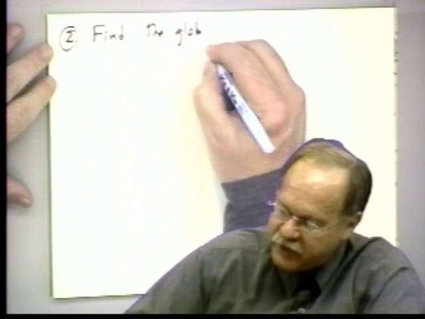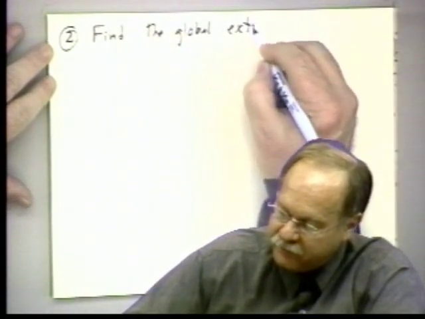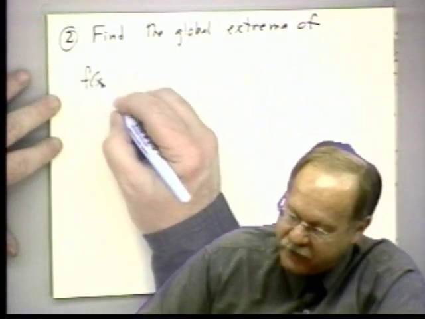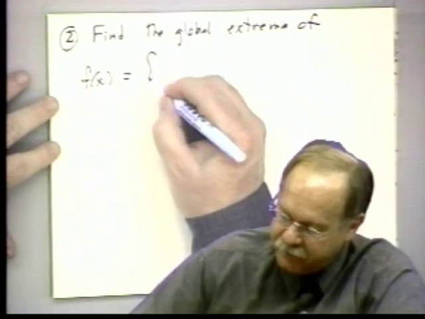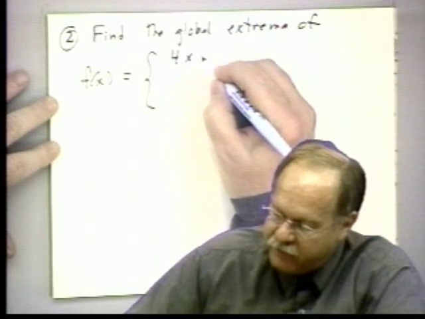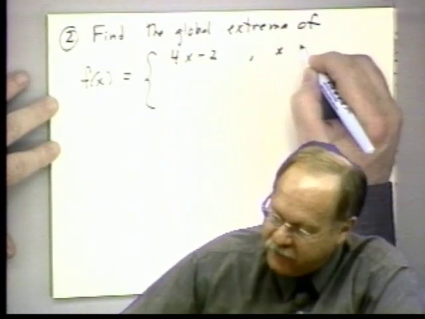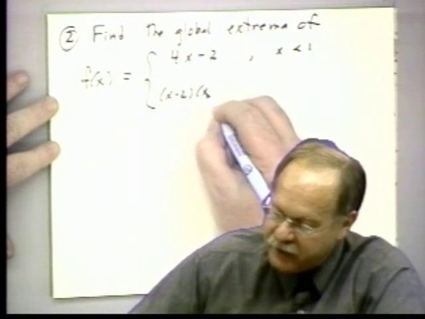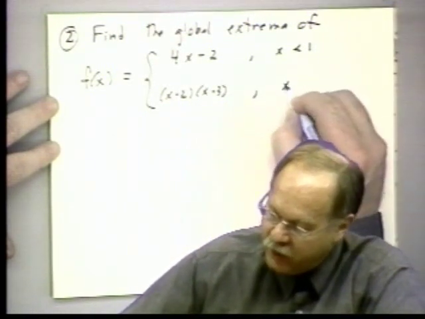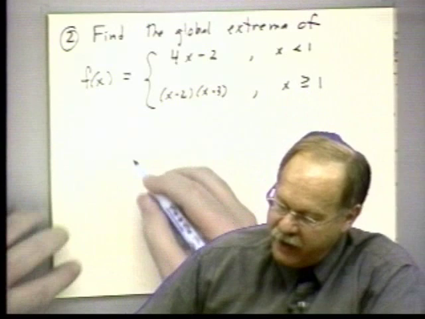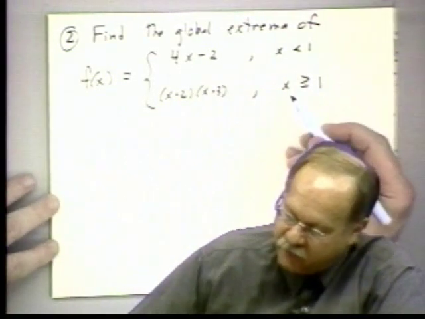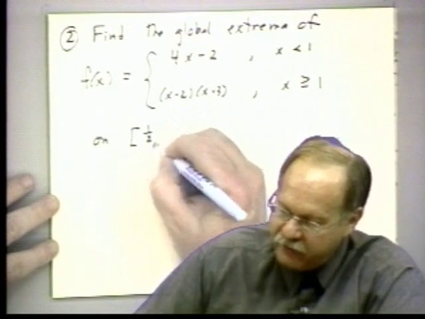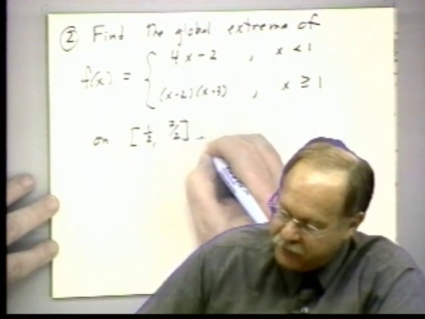Find the global extrema of the following. Now this is a little unusual because this is a piecewise defined function. Let's make it 4x minus 2 whenever x is less than 1, and x minus 2 times x minus 3 whenever x is greater than or equal to 1. And this is the general function, but we want to restrict it to a closed interval, 1/2 to 7/2.